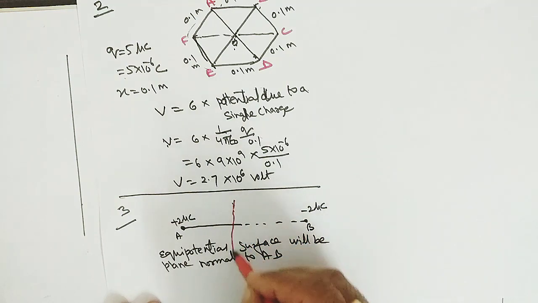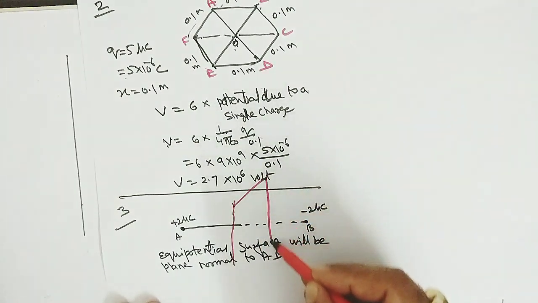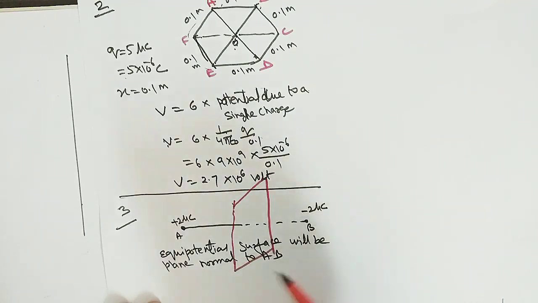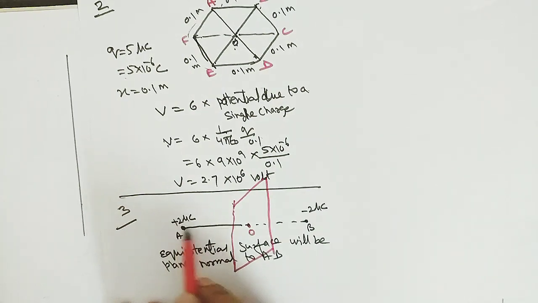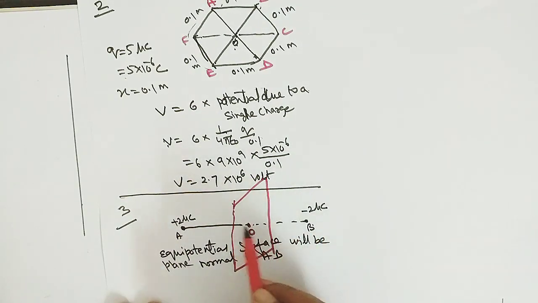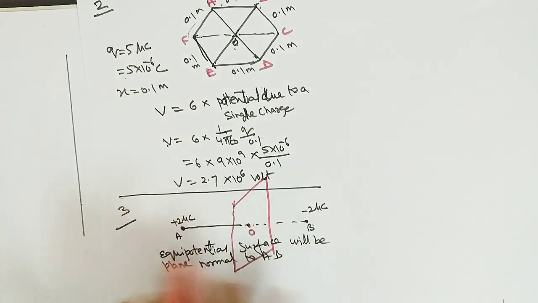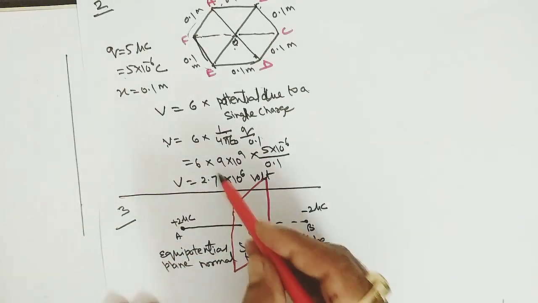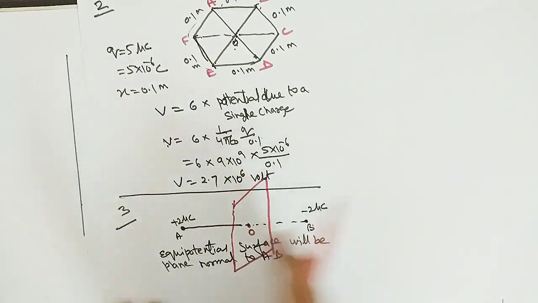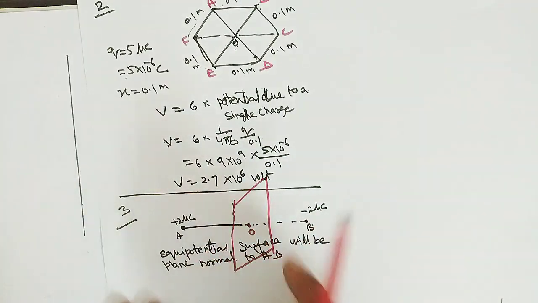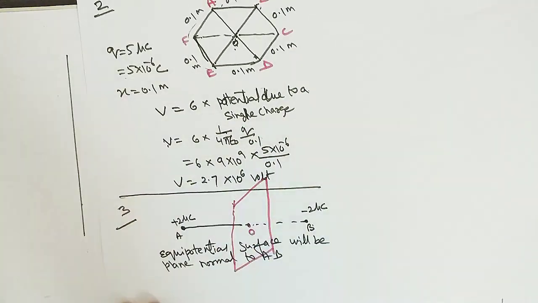Suppose this is a plane. Okay, this is a plane like this, and this is the point O. So distance is equal at the midpoint. So this is the answer of the first part, that is equipotential surface will be a plane normal to AB, normal to both A and B, passing through its midpoint O, as we can see here. So this plane has zero potential.